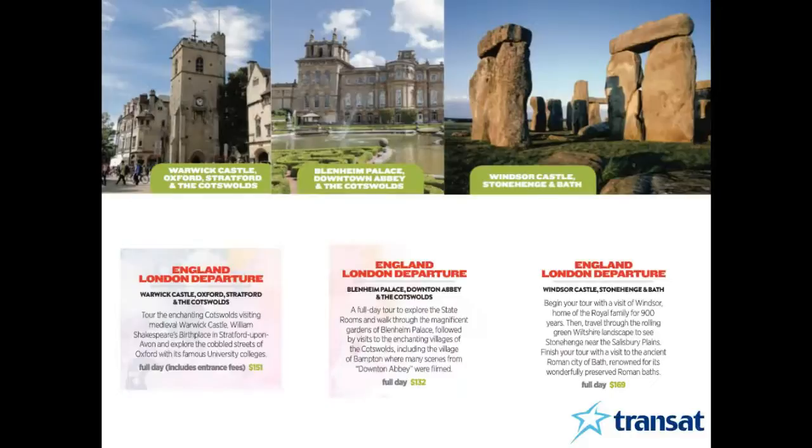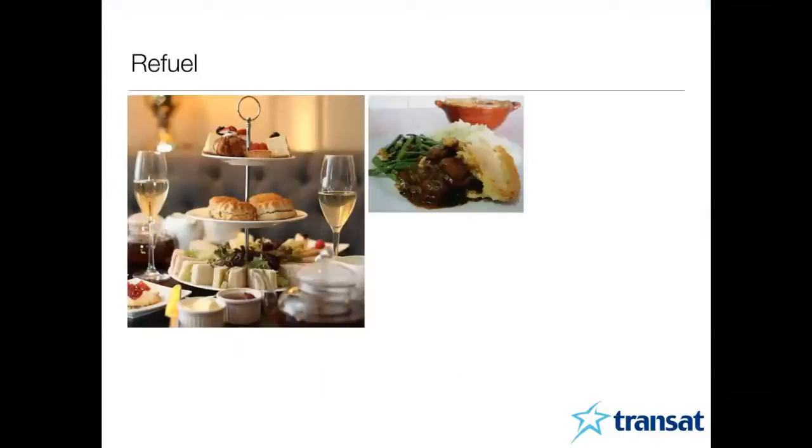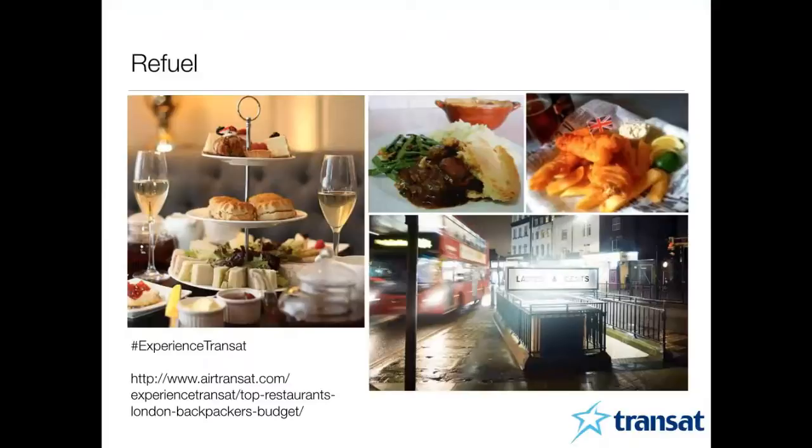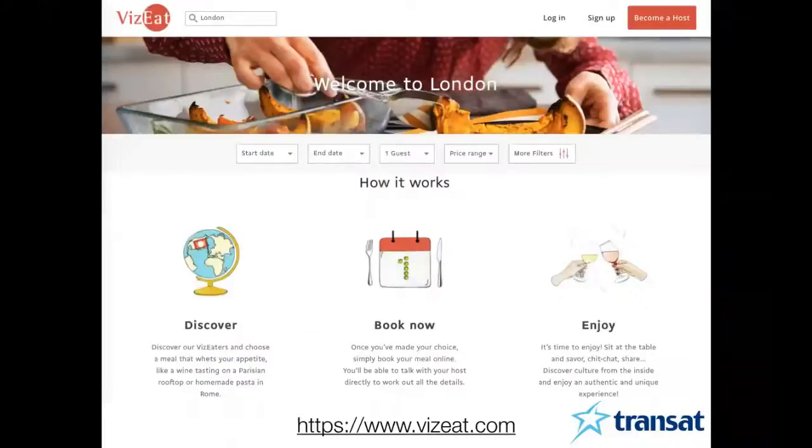After all this exploring, I imagine you might be getting pretty hungry. When in London, you should dine as the Londoners do, with their fish and chips, pie and mash, enjoy an afternoon cup of tea, and check out their cool loo pubs, where public washrooms have been converted into hip pubs. If you're looking for some cheap eats, there's another entry in the Experience Transat blog at the link below. Also, if you want a more local experience, I suggest you check out the website VizEat, where you can actually dine with a local. They will make you dinner and you can enjoy the night with them.